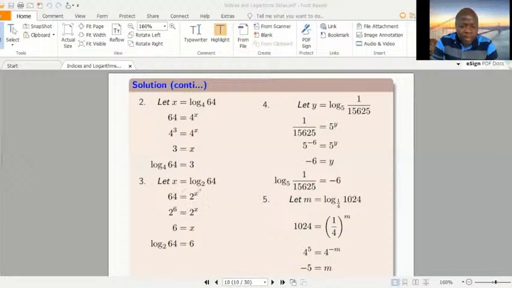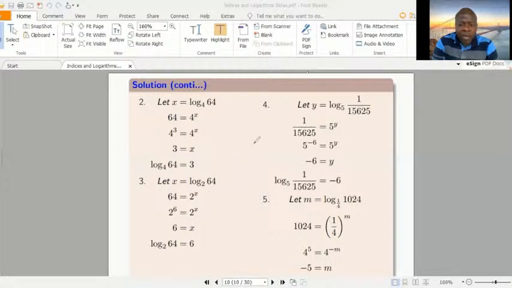So that means this statement is the same as this: 2 raised to 6 is equal to 2 raised to x. Now the bases are the same, so that means you can equate the powers. It's very easy. Let's look at these other examples.